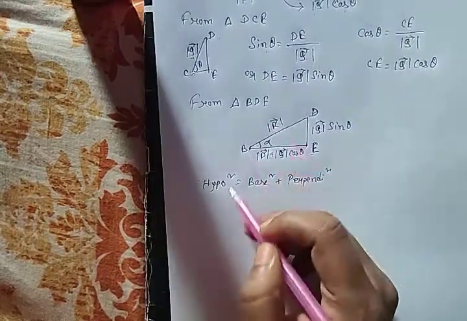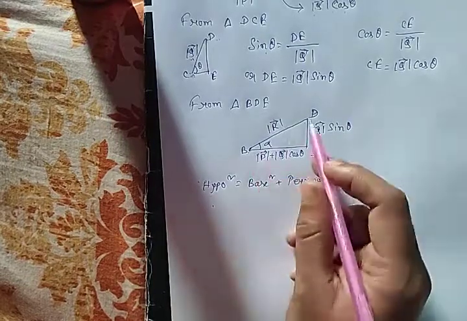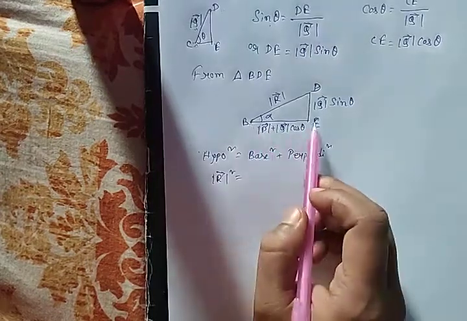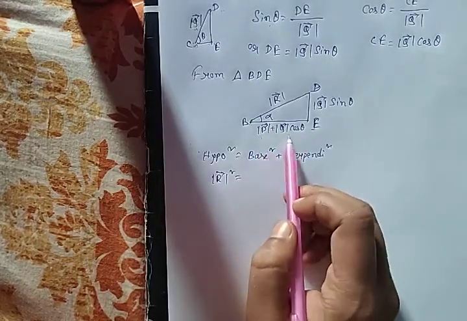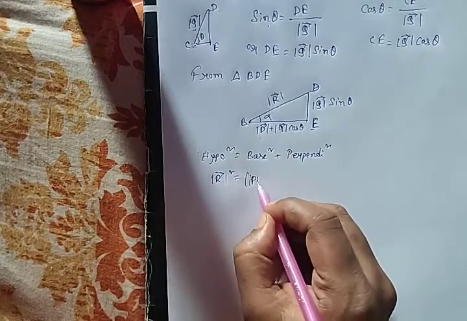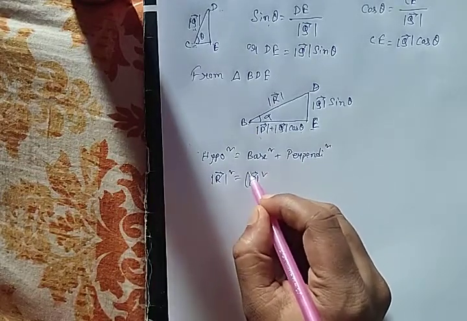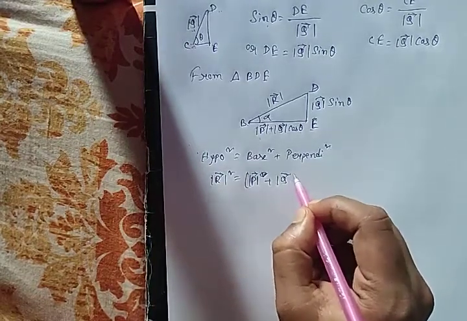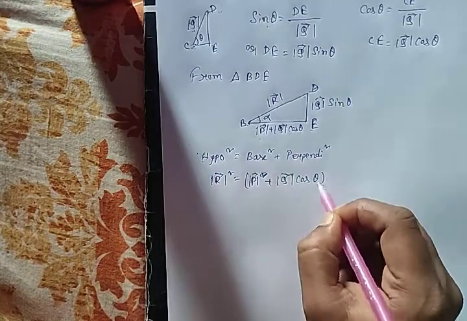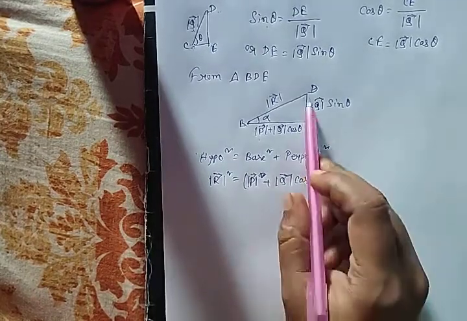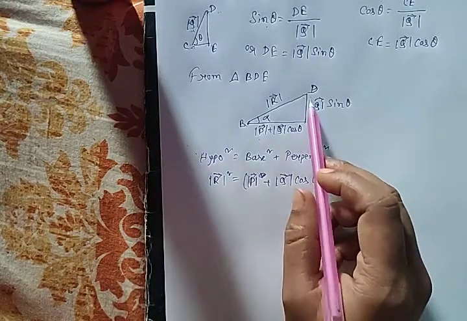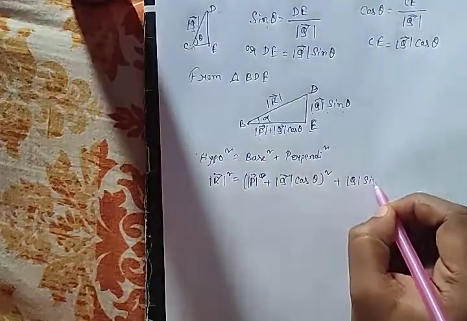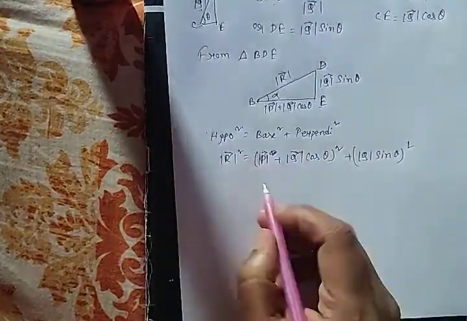Okay. So what is the value of hypotenuse? Hypotenuse BD is equal to mod of R. So mod R square is equal to base square plus perpendicular square. What is the value of the BE arm? BE arm is mod P plus mod Q cos theta. So that means mod P plus mod Q cos theta, whole square, plus the value of perpendicular. What is the value of perpendicular? Value of perpendicular is mod Q sin theta. That means mod Q sin theta whole square.